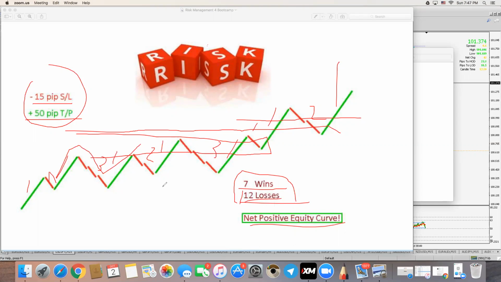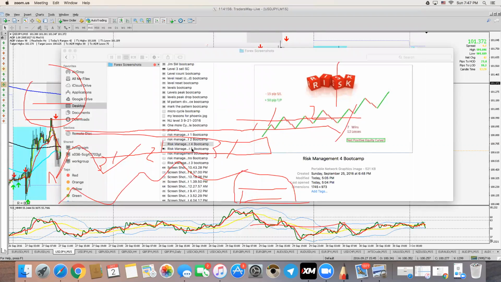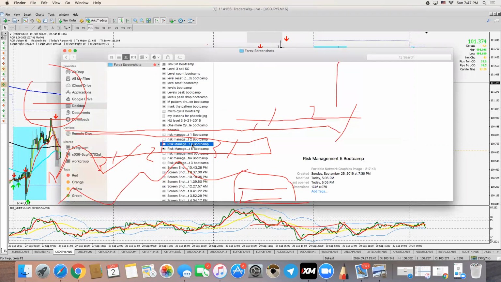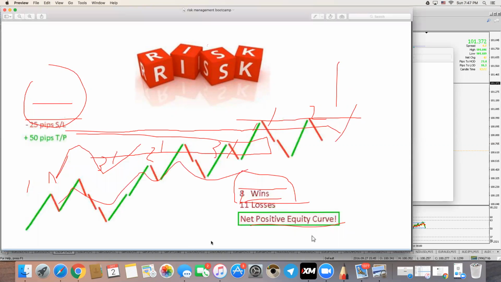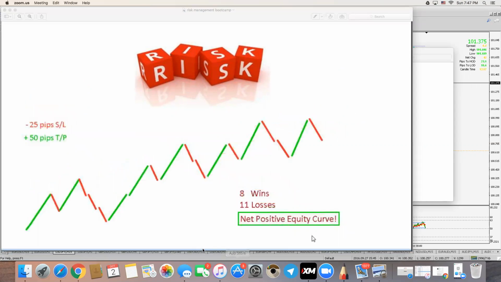So you see how this is 7 wins and 12 losses. You have a net positive equity growth. You see this growth, right? Now let's show you another example. Let's just say you're even worse. Now here's this one. This is 8 wins, 11 losses. For this one, we have a bigger stop loss, minus 25 pips, plus 50 pips of take profit.